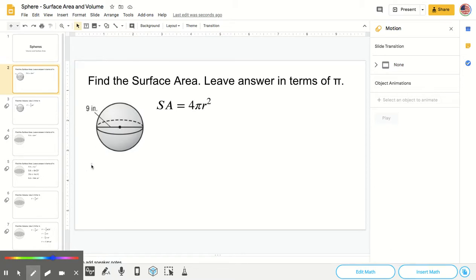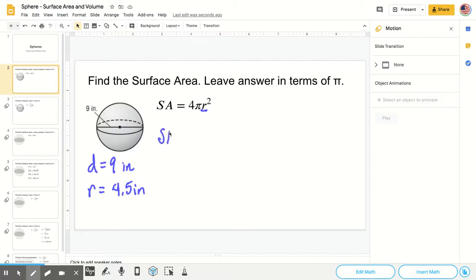So the first thing we want to do is realize if my diameter is 9 inches, then my radius will be half the distance across the circle, or 4.5 inches. So we now can substitute in 4.5 into the radius. So that's 4 times pi times 4.5 squared.